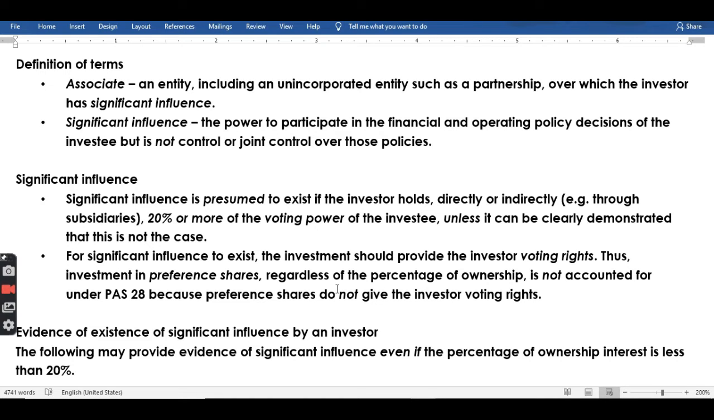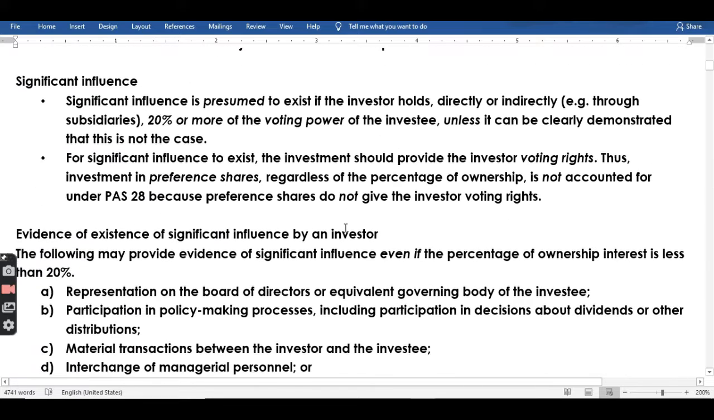Okay? Kasi kapag nagkaroon na ng control, then subsidiary na yon. Kapag nagkaroon tayo ng joint control, then joint venture na yon. So, kailangan nating i-distinguish yung klase ng ownership natin doon sa ating entity. So, again, pag sinabi nating associate, kailangan significant influence lang. At pag sinabi nating significant influence, participation lang. Okay? Hindi control, hindi rin joint control.